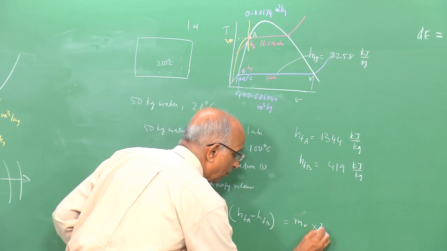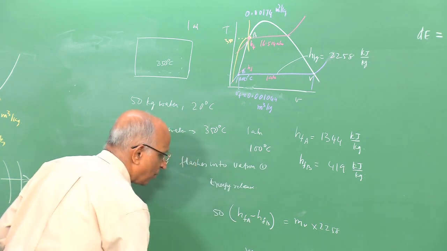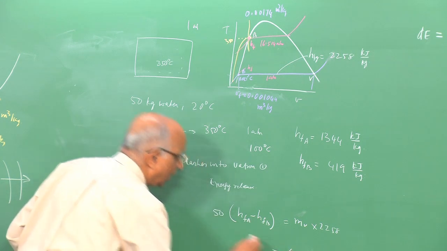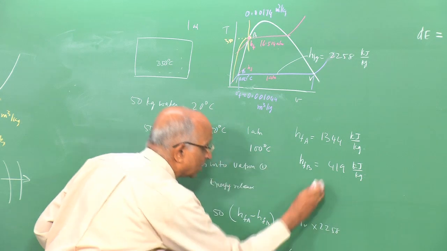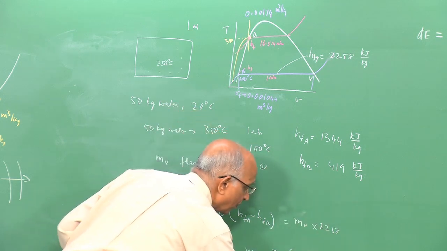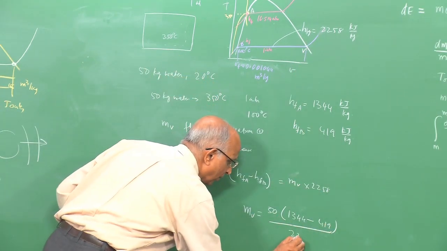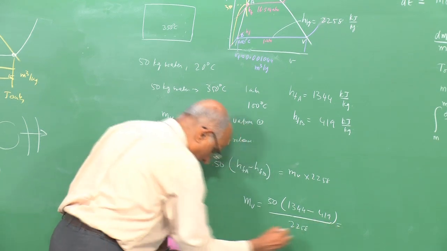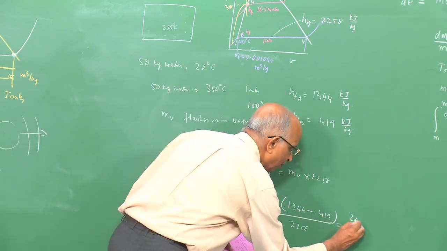2258, or rather the mass of vapor formed is equal to 50 into HFA, which is 1344, minus 419, divided by the latent heat, which is 2258, and this comes out to be something like 20.5 kg.